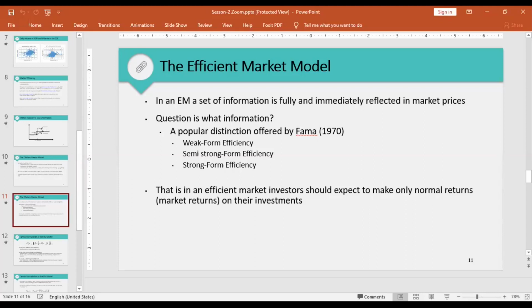So now look at the three levels. Weak form means it is only for the past price. Semi-strong: past and present, but publicly available information. If it is strong form, past and present, all the information including insider information. What is the insider information here?